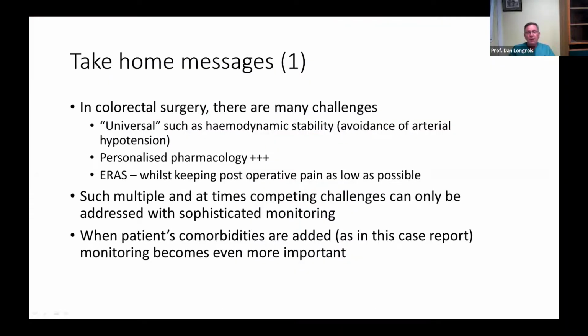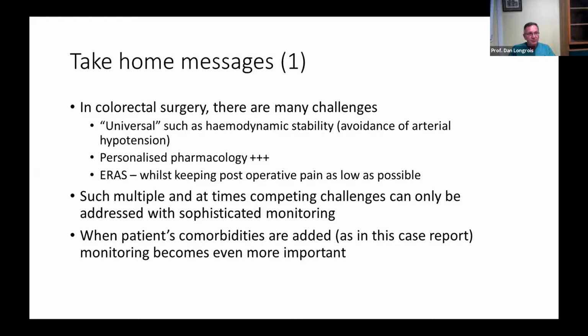So, take-home messages, to allow 15 minutes for interaction. There are many challenges in colorectal surgery. Some of them are universal. You want to go for ERAS. ERAS implies that you balance between lack of pain in the immediate post-op period, and also the possibility to be able to recover bowel function.